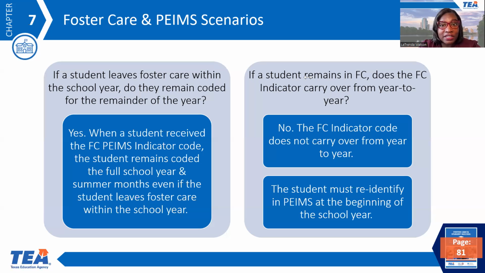Are they still in foster care? Did something happen to them? Are they not in CPS custody anymore? You can check on that information. Run lists of your students who are PEAMS indicated. You have the foster care PEAMS indicator. Make sure you're running lists. Make sure you're checking on your students. If you check on those students from month to month and you find out something is happening, then there's your answer to your question. So you should be asking students for information.